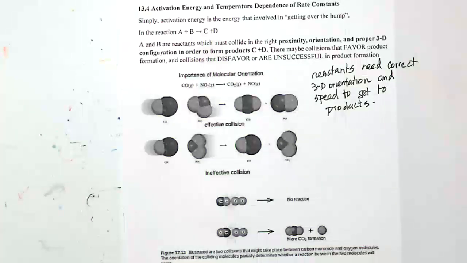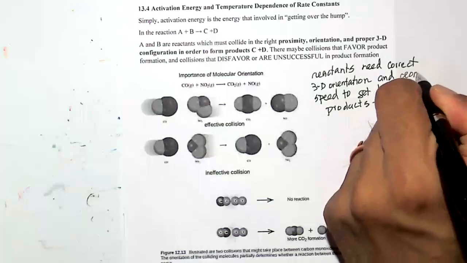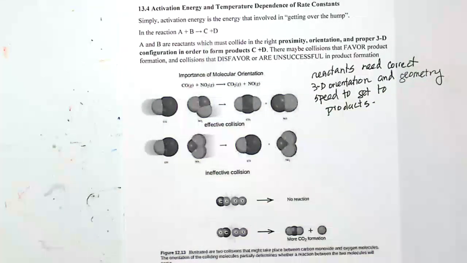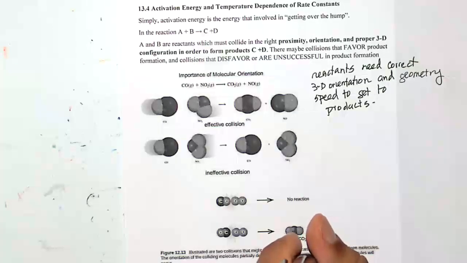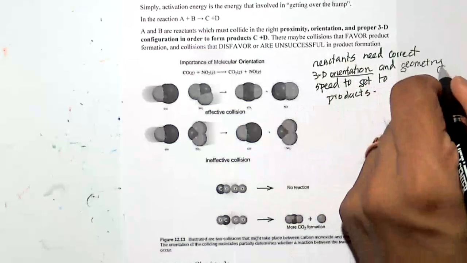The molecules must have the right orientation, and they must have the right collision frequency. So this is an effective collision. This is not, this is not either. And they must have the right speed. This is not the right speed, and this is not the right orientation. They need to have the right 3D orientation and speed, the right geometry. All of this must happen in order for a reaction to get to products.